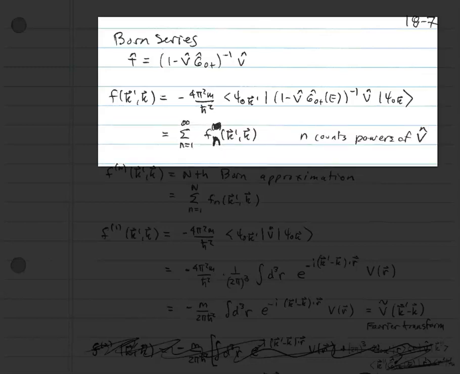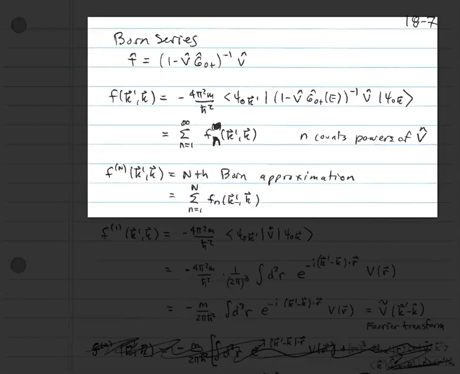And we're going to expand that in a power series, a sum from n equals 1 to infinity of an f_n(k', k), where n is counting the powers of V. Each of those different f's with a subscript is called the nth Born approximation. Technically speaking, the nth Born approximation is the sum of all of those terms up to some big capital N.